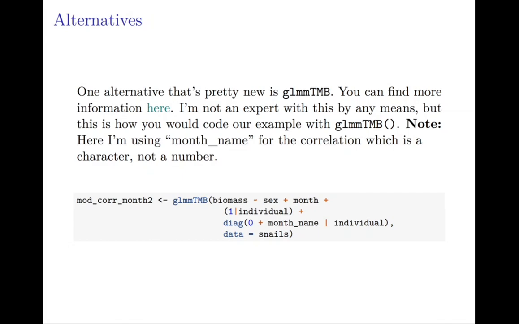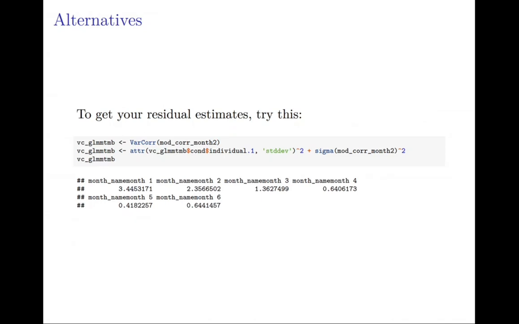So here, using our glmmTMB function, we specify again biomass as a function of sex and month, plus our random effect for individual as the random intercept. And then we use the diagonal function here to specify the correlation structure where we have our month and individuals within month, and then our data is snails. And I should have included the results of this. I apologize for that. Just go ahead and try it on your own.